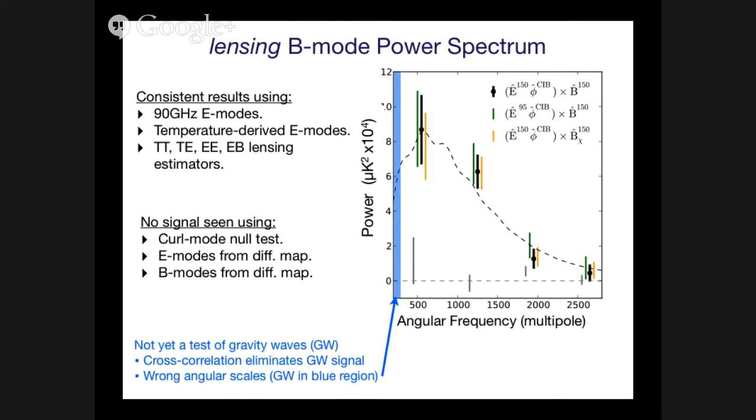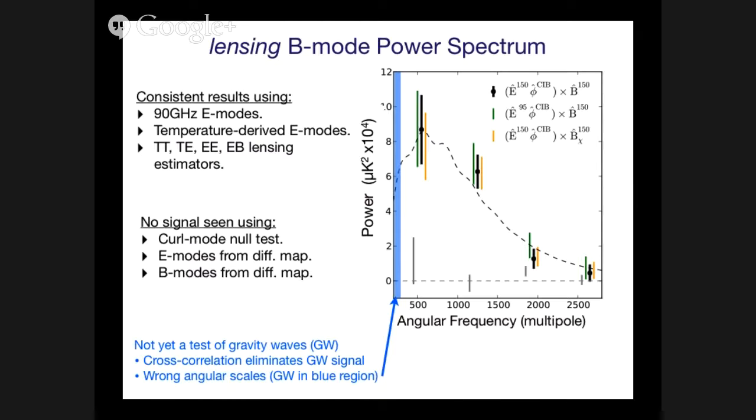It's worth noting, though, that these are only sensitive to B modes from lensing. So you wouldn't see B modes from, say, vector perturbations or primordial magnetic fields. And you also wouldn't see B modes from gravity waves, both because of this correlation, but also because we're probing very different angular scales. The gravity wave signal is in the L less than 100 band, whereas these band powers are starting at L 500 and above.